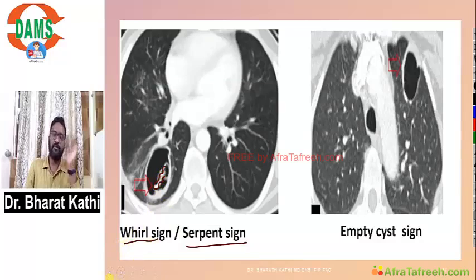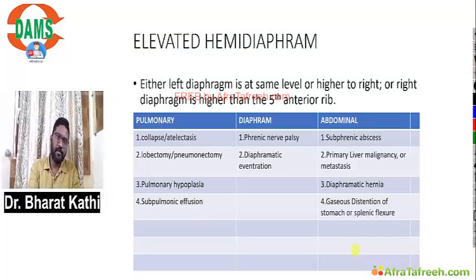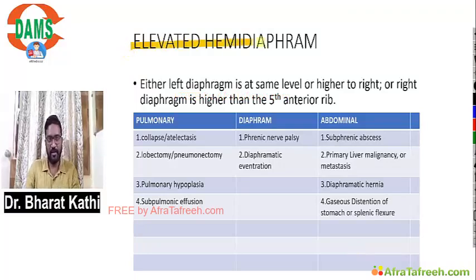And sometimes only an empty structure is noticed. It is called the empty cyst sign. So at least know the air fluid level, then the water lily sign. If somebody asks you, you can mention this empty cyst sign, serpent sign, combo sign, onion peel sign, mass within cavity sign. Then coming to the last differential diagnosis, they will ask you regarding elevated hemidiaphragm.